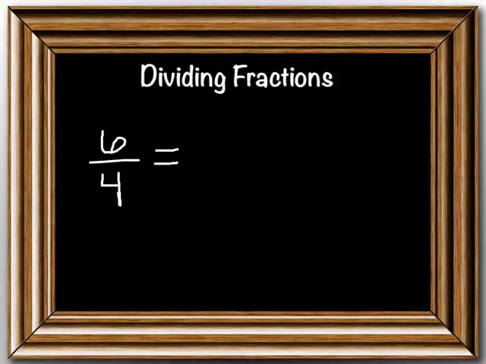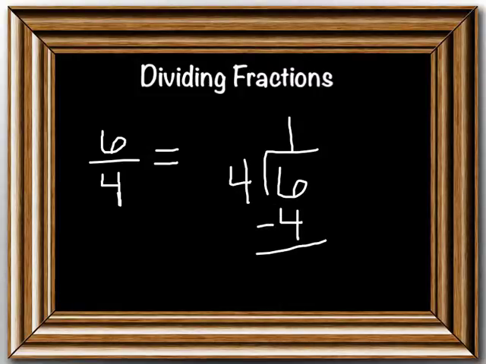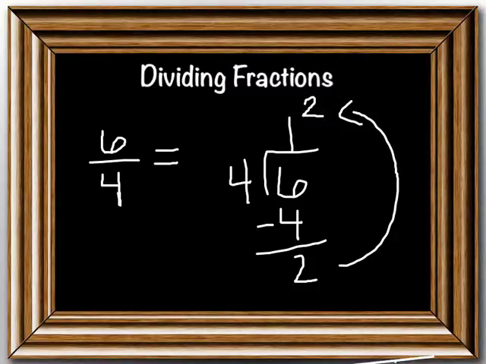6/4 is an improper fraction because the numerator's larger than the denominator, so we have to change that. This sign right here also means divide, so I'm going to divide 6 by 4. 4 goes into 6 one time. 1 times 4 is 4. 6 minus 4 is 2. I have nothing else to bring down. My 2 comes to the top to be the numerator, and the denominator stays the same.